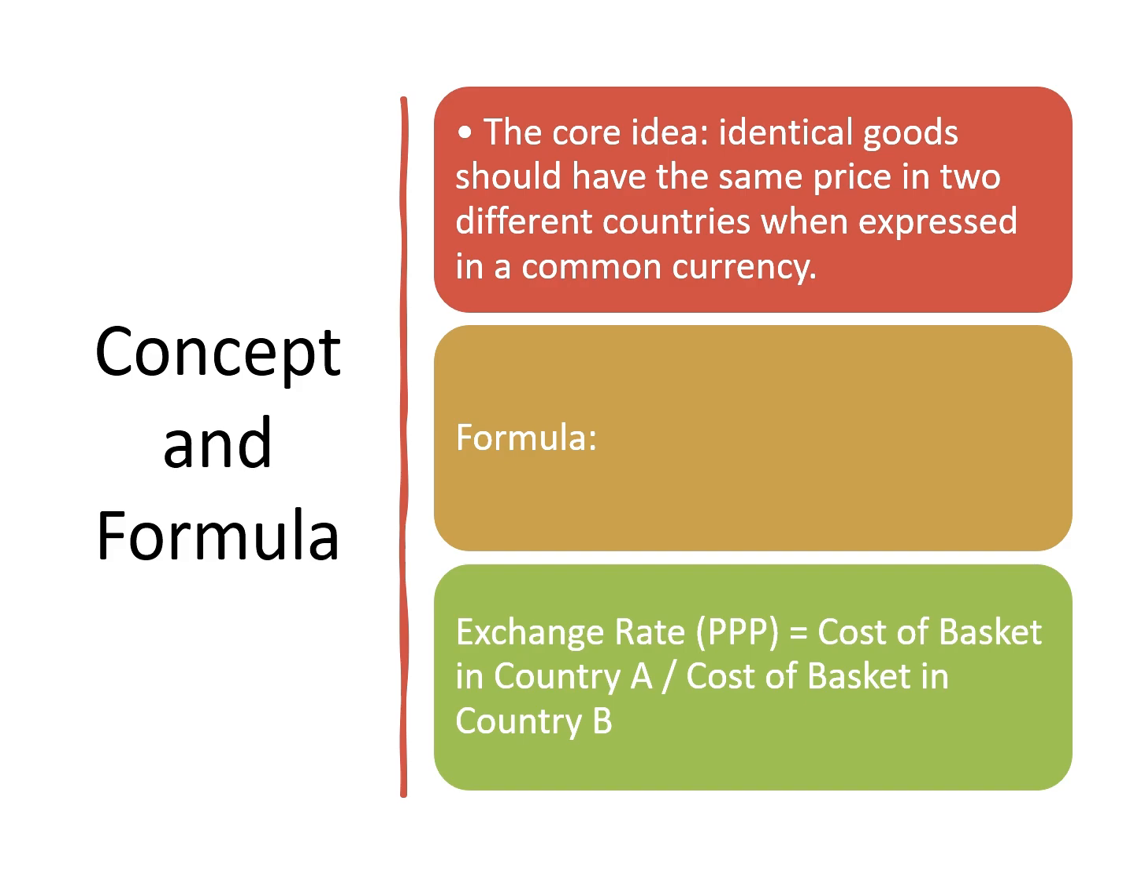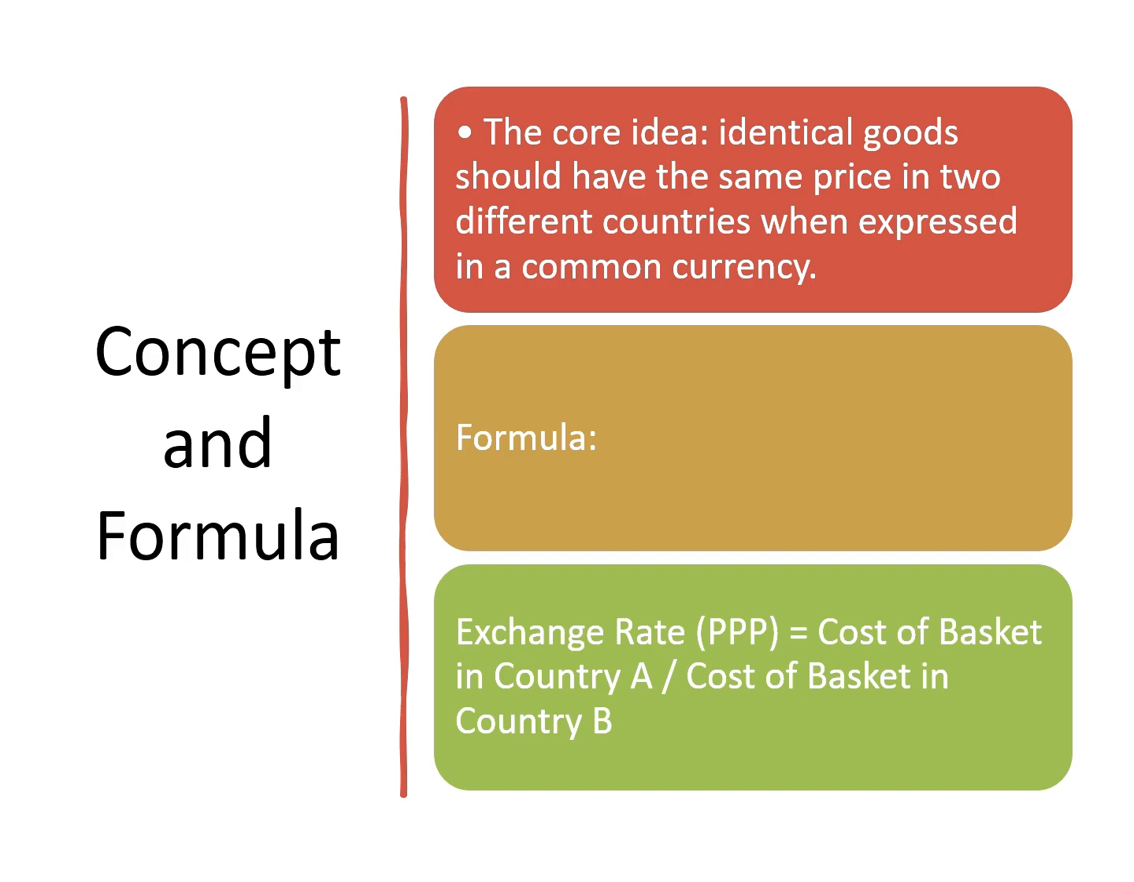The concept and formula. Well, the core idea is that identical goods should have the same price in two different countries when expressed in a common currency. So, for example, if you buy, let's say, a hamburger in the United States, then theoretically, a hamburger in England should cost about the same price. Of course, we all know in reality prices will vary.